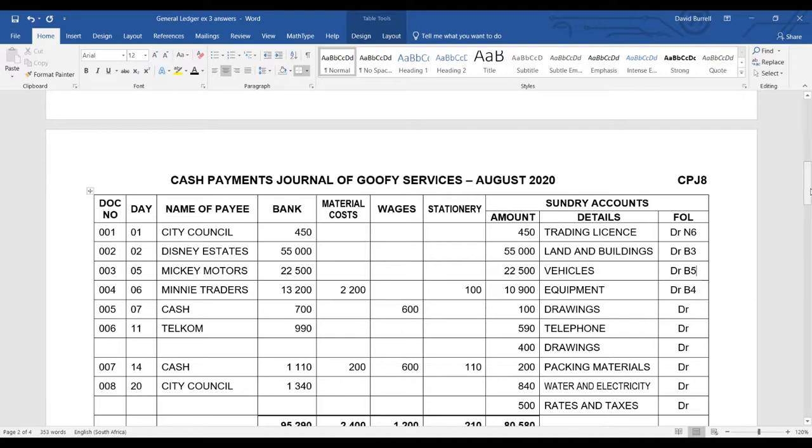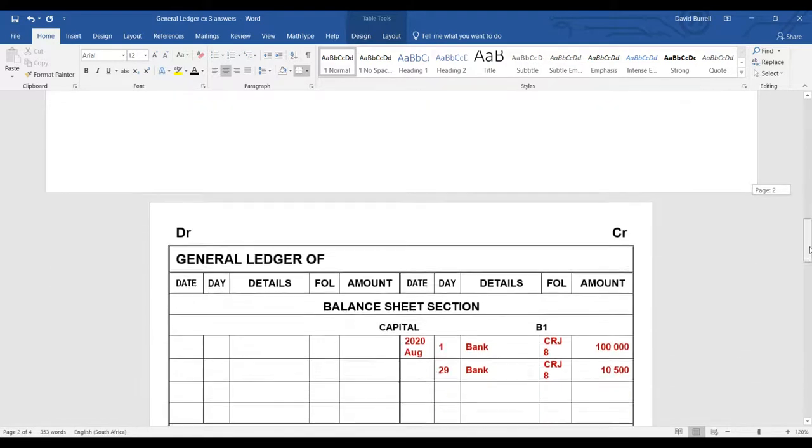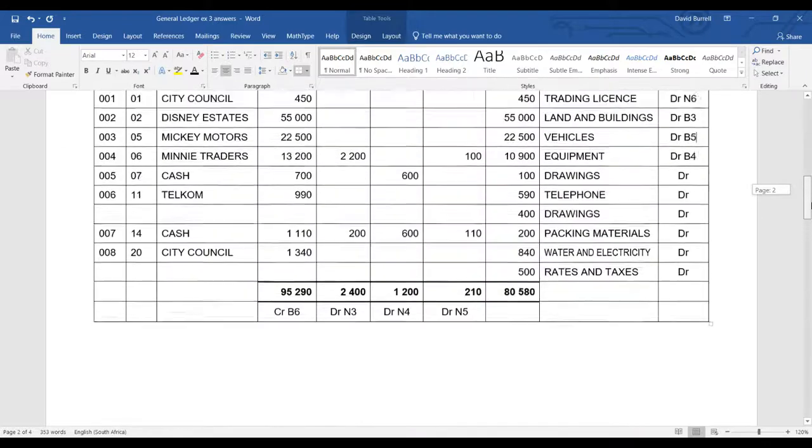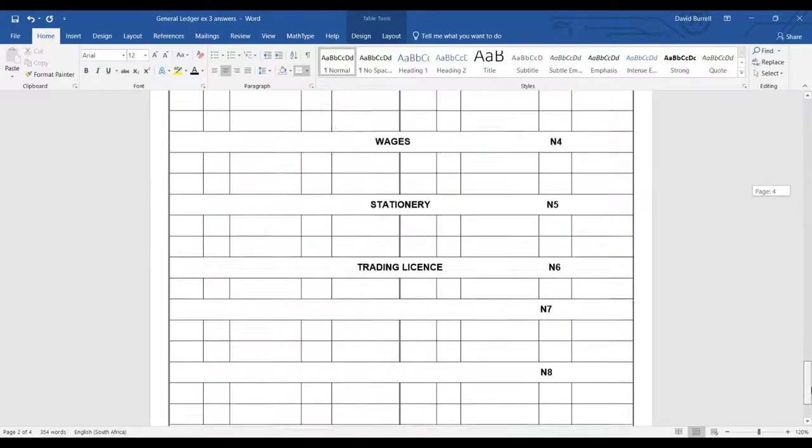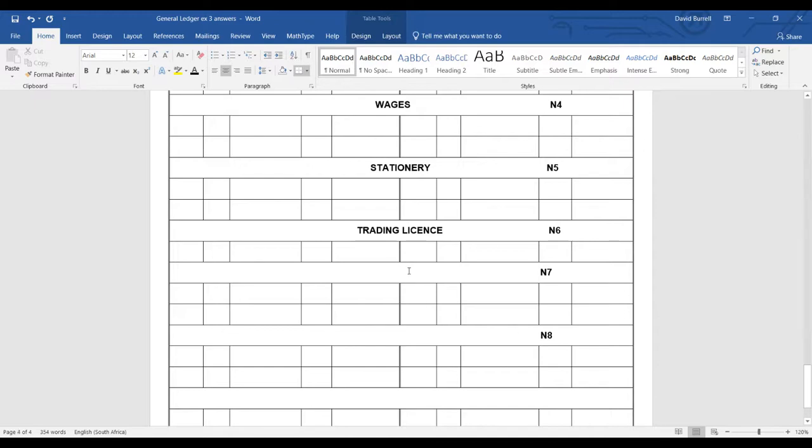And then we have drawings as our next one. Now, drawings, we would find it's an owner's equity account, so it's B2. It always comes straight after capital. Then we've got telephone. That's going to be in the nominal section, where we found to put those expenses in. So we can just put the telephone in the next space in the nominal section.